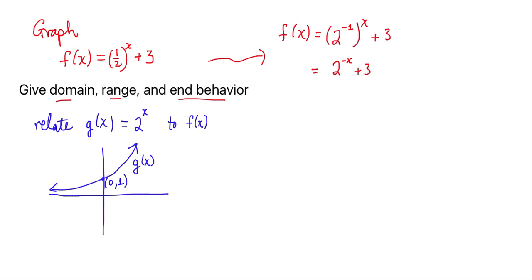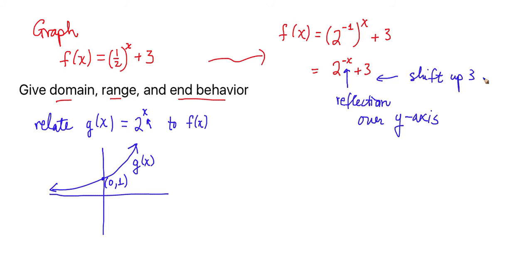And now let's think about what this means in the world of transformations. Well, we went from 2 to the x here, right? And we turned it into 2 to the negative x. So this is a transformation of a reflection over the y-axis. Okay, so if you recall our previous work on transformations, this is a reflection over the y-axis. And then this plus 3 here is a shift upwards of 3 units. So we're moving it up 3 units.